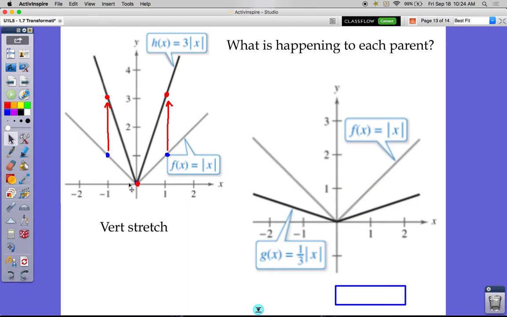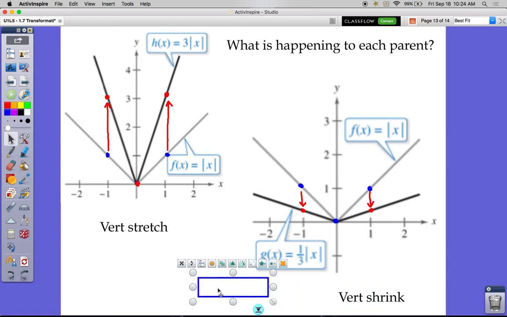For the next one, 1/3 is on the front of this thing. So here are our original points again, where we have (1, 1), (0, 0), and (negative 1, 1). But this time, I put a 1/3 in front. That means it's going to be 1/3 as tall. It's like you basically just took the graph and you sat on it, and now it's going to compress it. It's going to push it down. This graph is now smaller. It's going to shrink vertically.